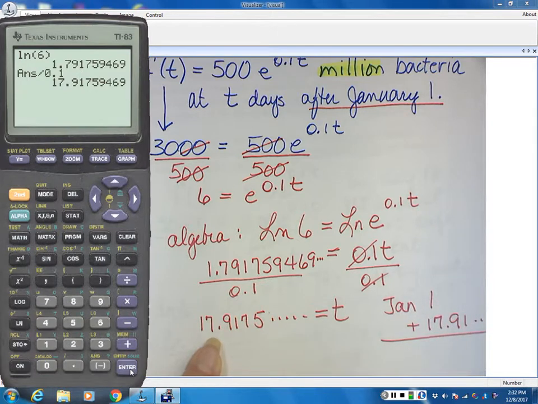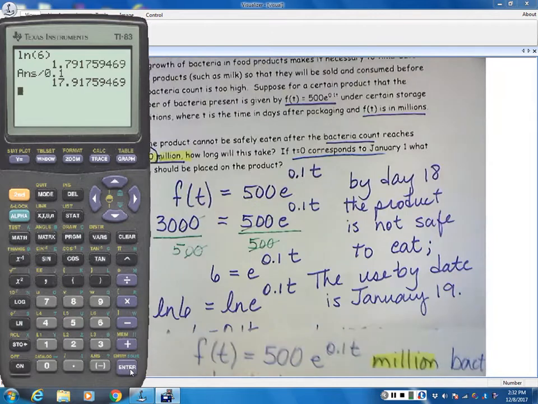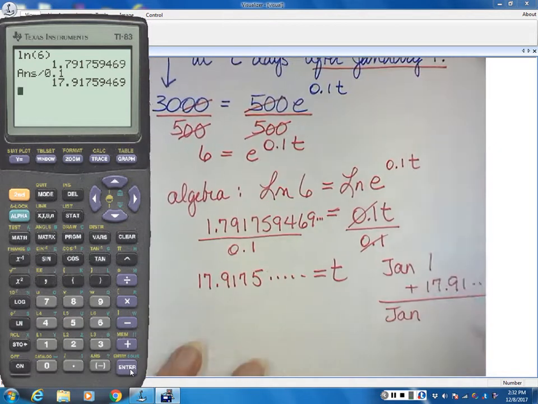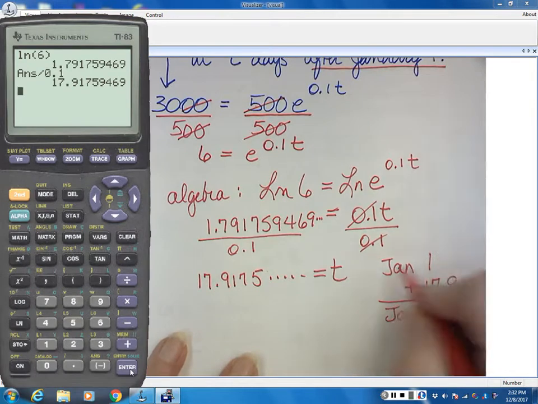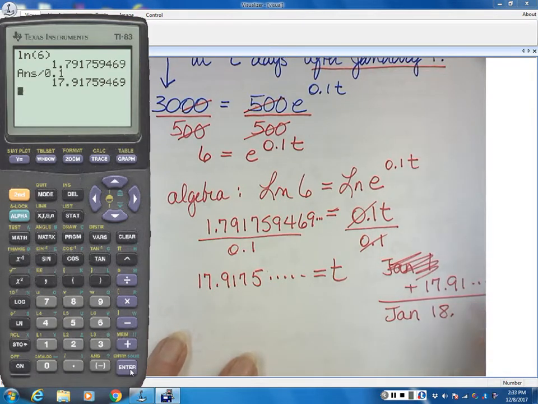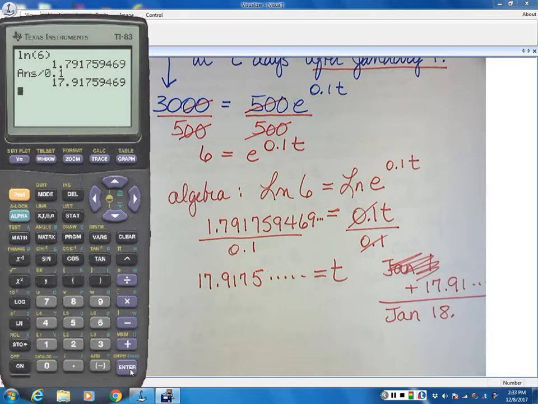So basically, it's going to be January 19th. No, it's going to be January 18th. Okay? Because 0 is January 1. How would you round that number, 17.9175? I would round it up to 18. Because this tells you that January 17th is almost over when that happens. Okay?